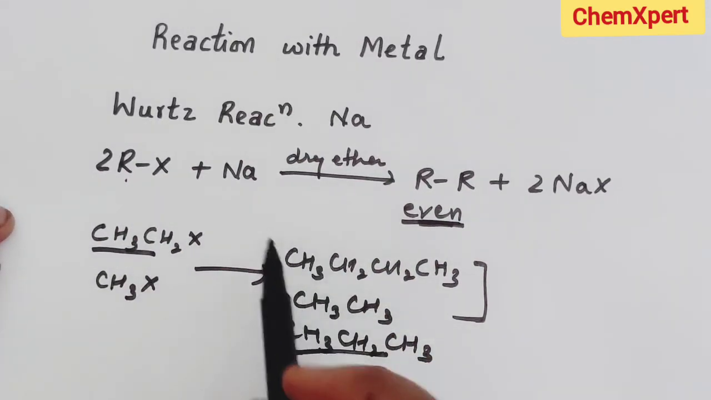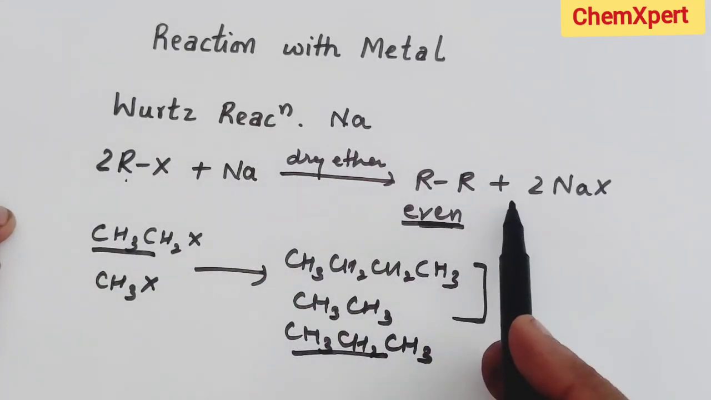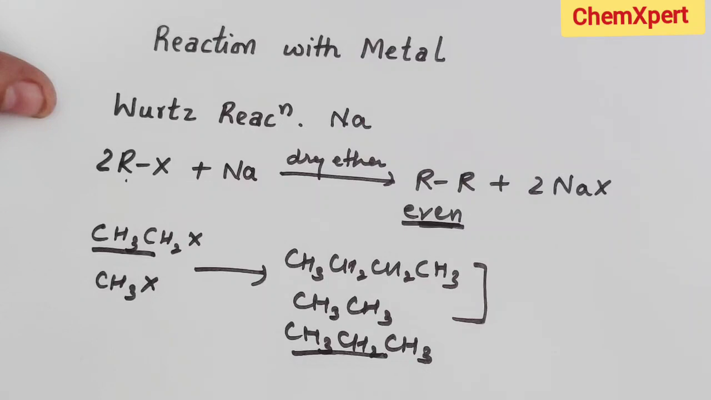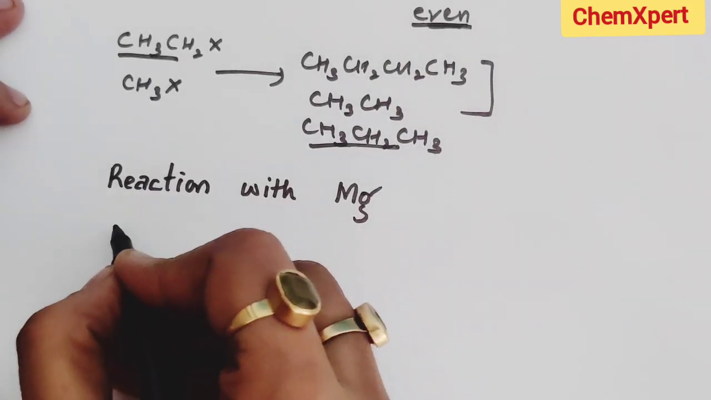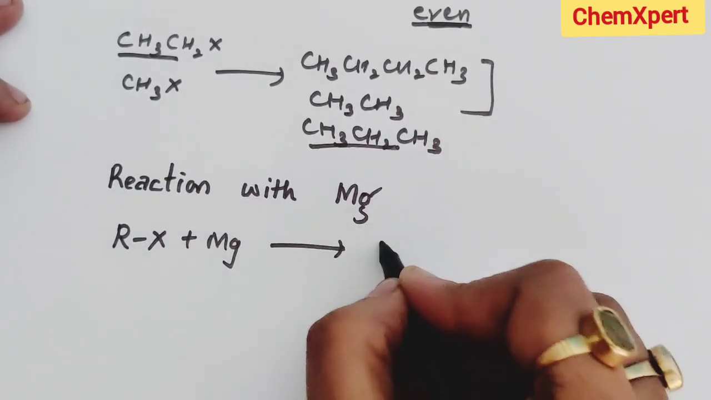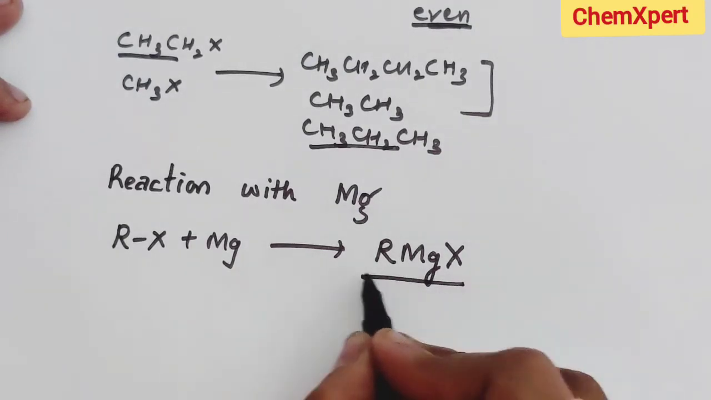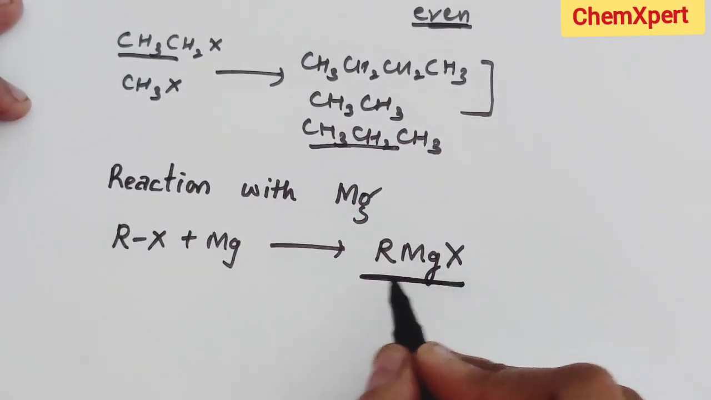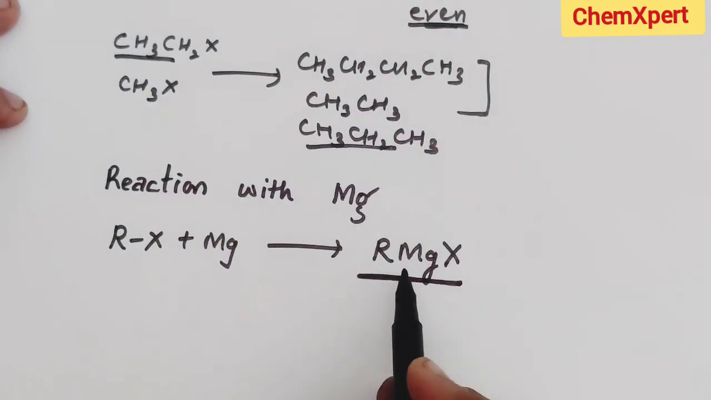What is a Wurtz reaction? When a haloalkane is treated with sodium metal, it forms an alkane. Now the second reaction is reaction with magnesium, and in this case when RX is treated with magnesium, it forms a Grignard reagent, that is RMgX. This is a very important reagent. It will be very useful in conversions of aldehydes and ketones as well as in case of alcohol.